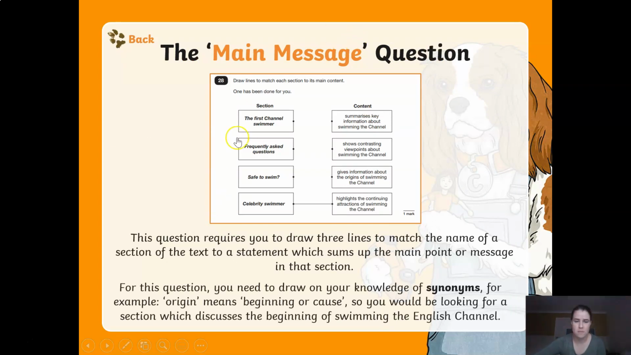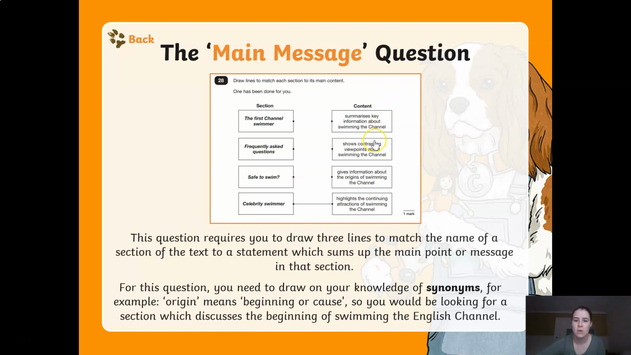So we've got the main message one here. This requires you to draw those lines to match them up to see which statement matches which part of the message. Now for this one, this is where it's really important to draw on your knowledge of synonyms. For example, the origin, meaning beginning or cause. Okay, so you'd be looking for the section which discusses the beginning of swimming or the English Channel.